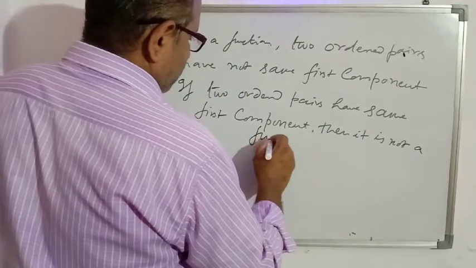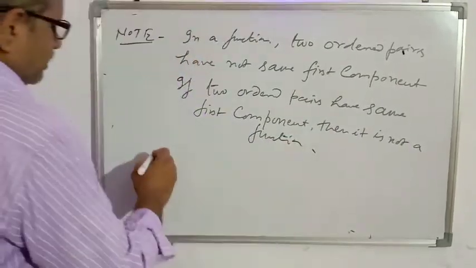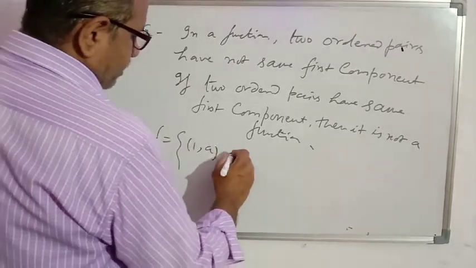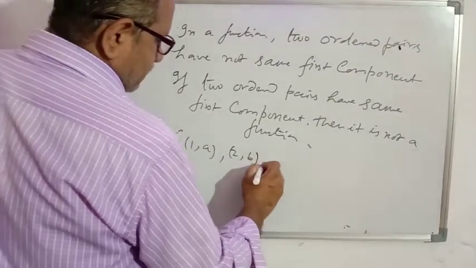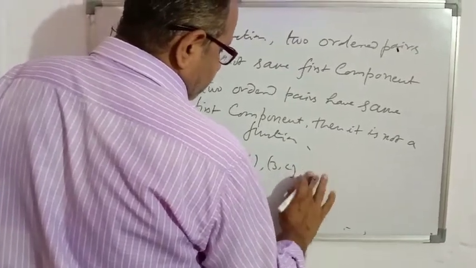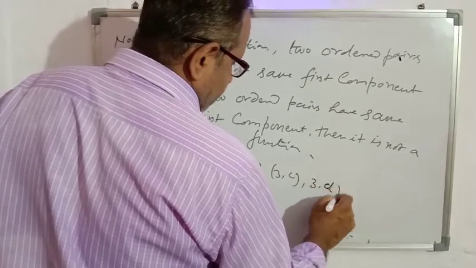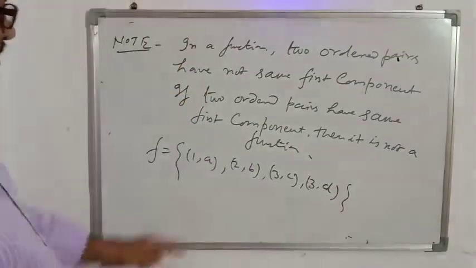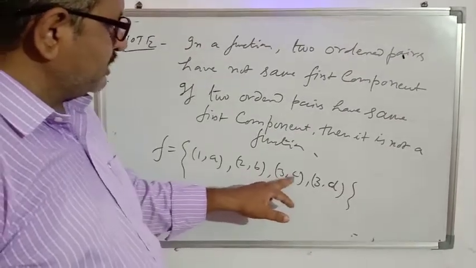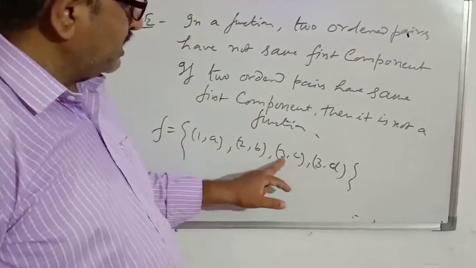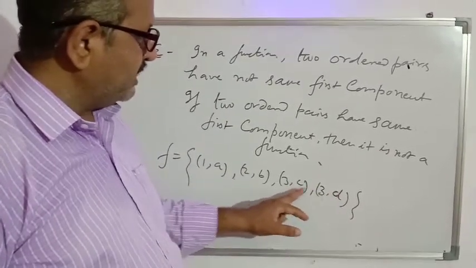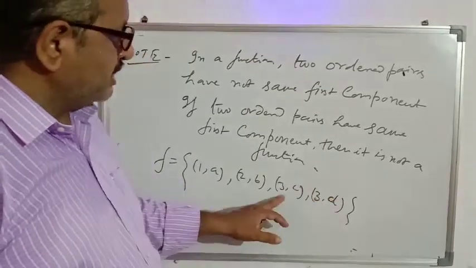It is not a function. Example, suppose 1 is related to A, 2 is related to B, 3 is related to C, and 3 is also related to D. Means 3 is related to two elements C and D. So 3 has two images C and D. So it is not a function.